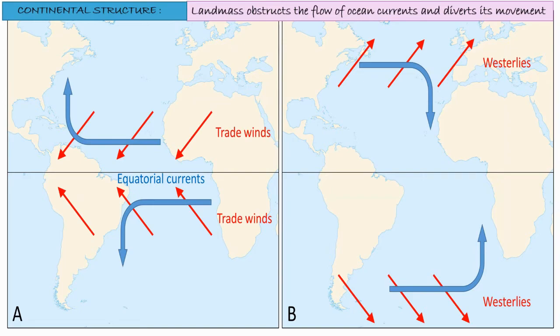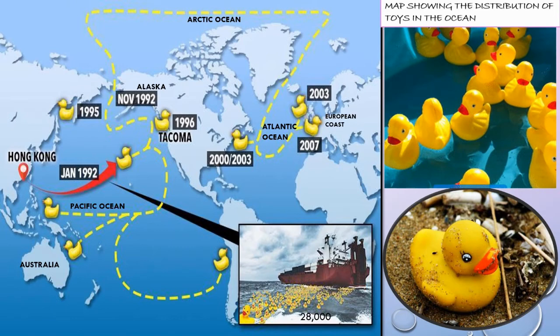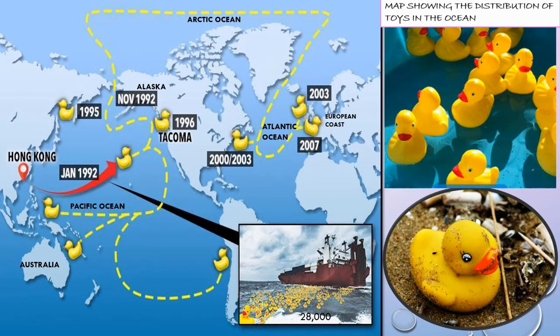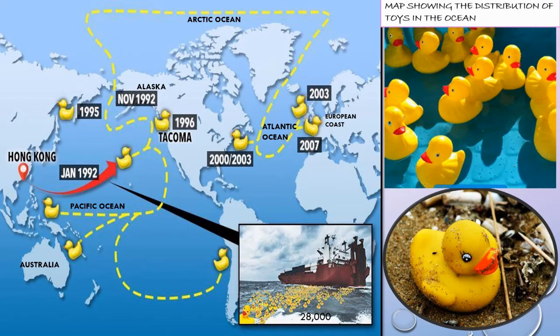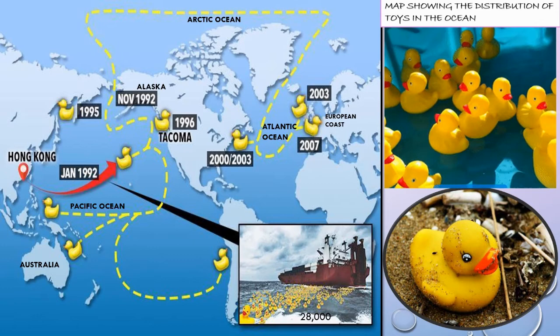Students, here we have the map showing the distribution of toys in the ocean. A very strange incident occurred in the Pacific Ocean in the year 1992. A cargo ship sailed towards America from Hong Kong while traveling through the Pacific Ocean. Near the Hawaii Islands, a container full of toys fell into the ocean and broke. Around 28,000 rubber toys started floating on the ocean.